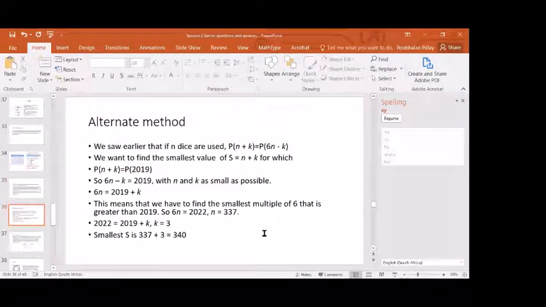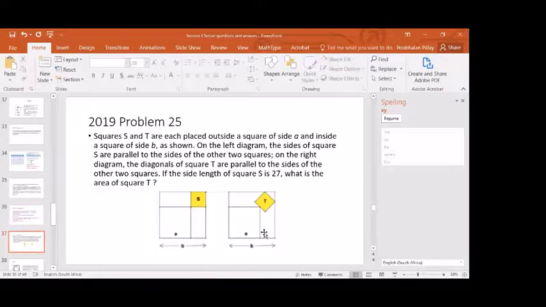When you get the solutions, you can try to read it and see whether you understand it. If you understand it, well and good. If you don't, don't bother about it. It's a hard problem. It's the kind of problem which they should have asked in round 3, not in round 2. Okay. So you've got problem number 25. This is the last problem of 2019.